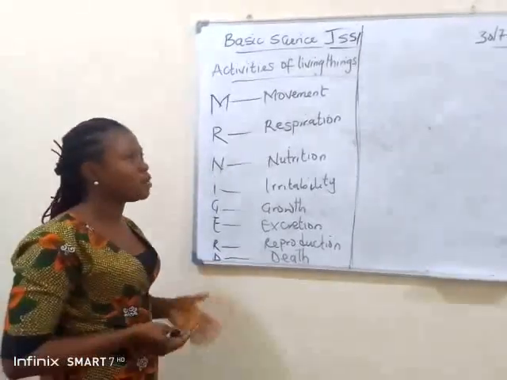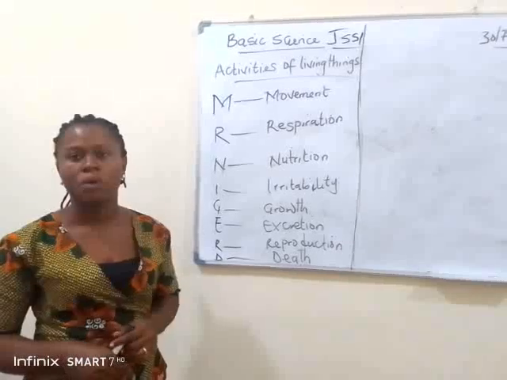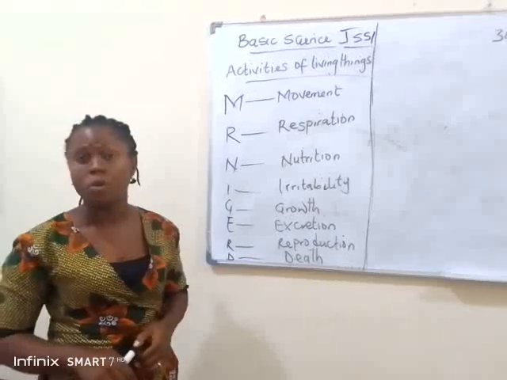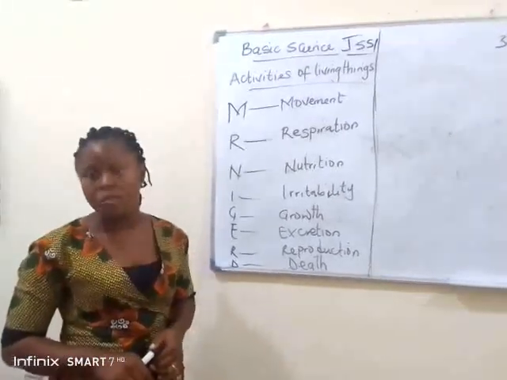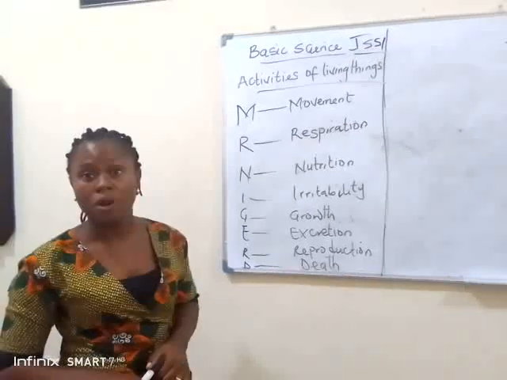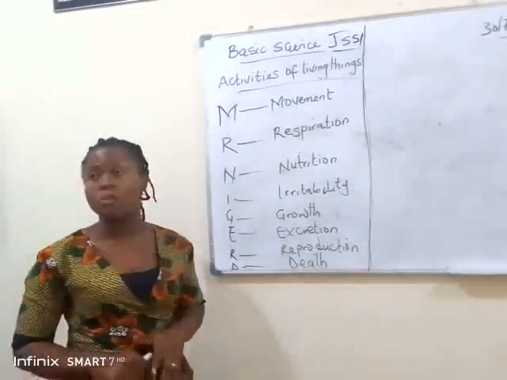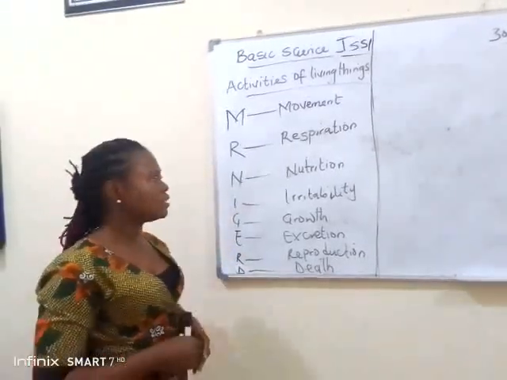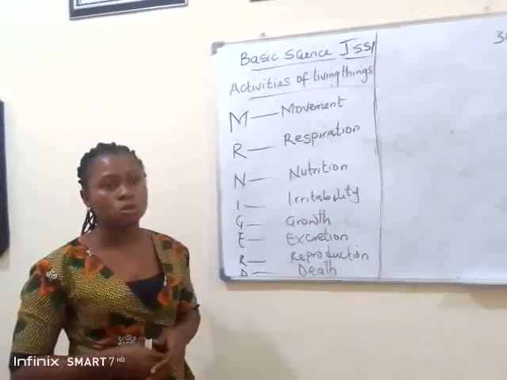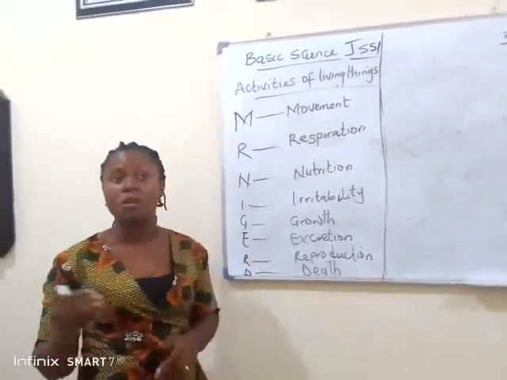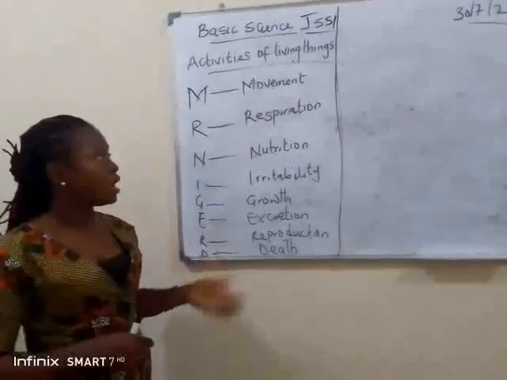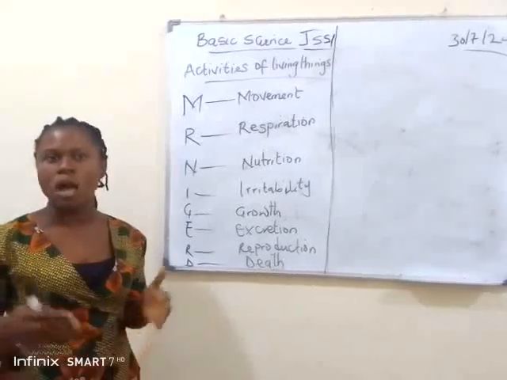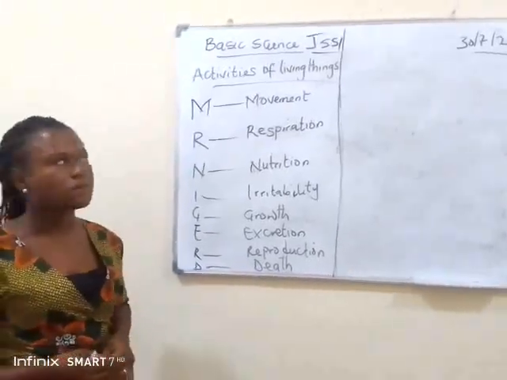I'm sure you're beginning to ask, change position, how? We don't just use the word move from one place to another, because not all living things can move from one place to another. Some living things, their movement is not very visible. Living things are grouped into 2. We have the animals and we have plants. And as we all know, movement in plants is not as visible as movement in animals.